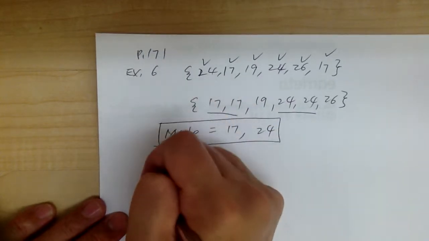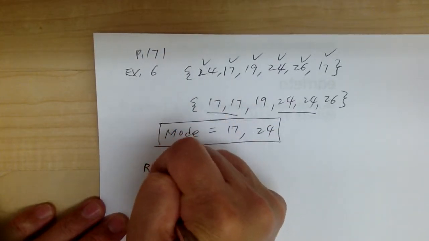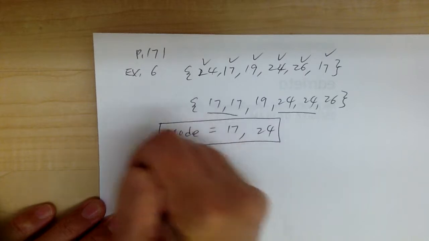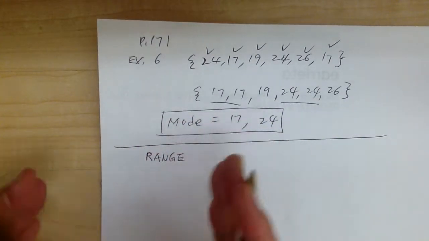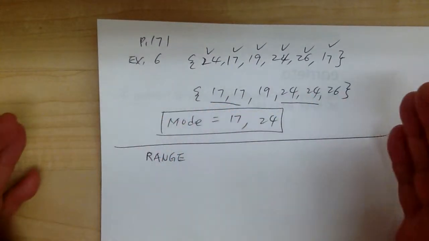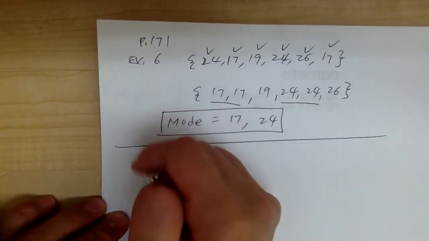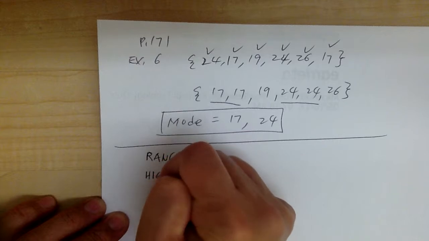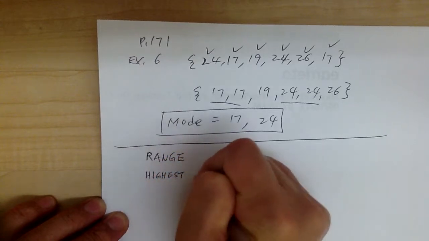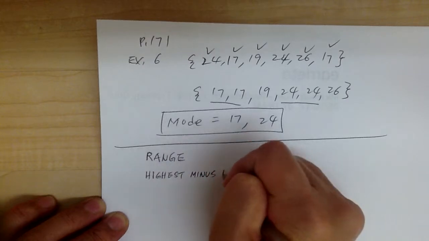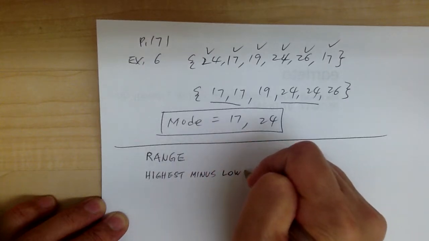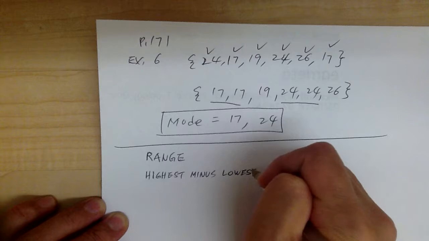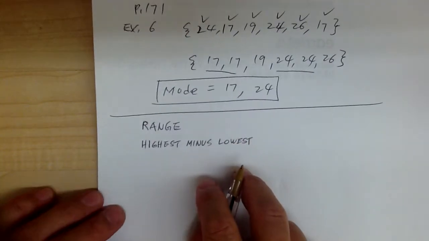Okay, the next thing you need to know is range. Range means how much the data is spread out. So what you're looking for is the difference between the highest minus the lowest. So to find the difference. Okay, so that's the range.